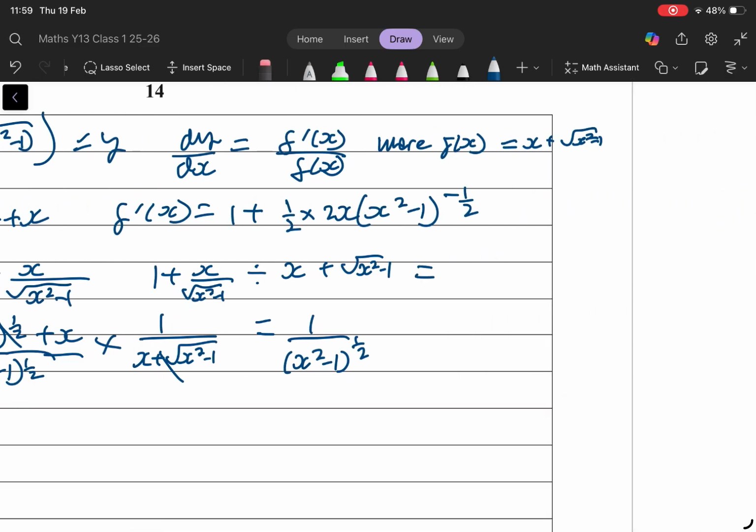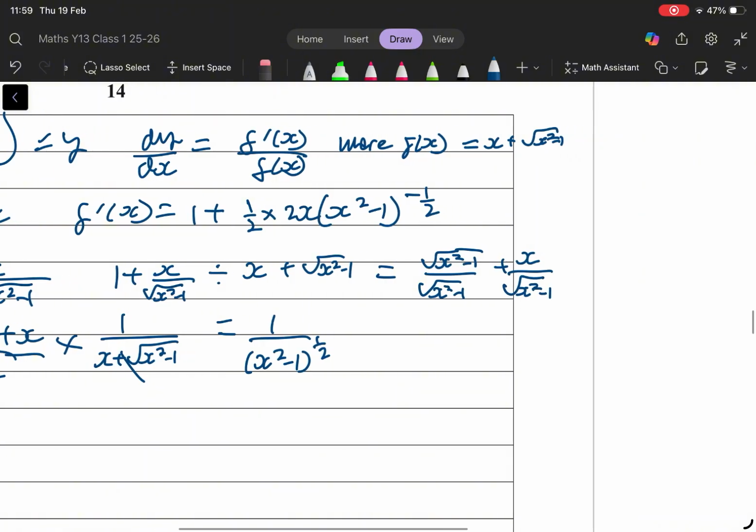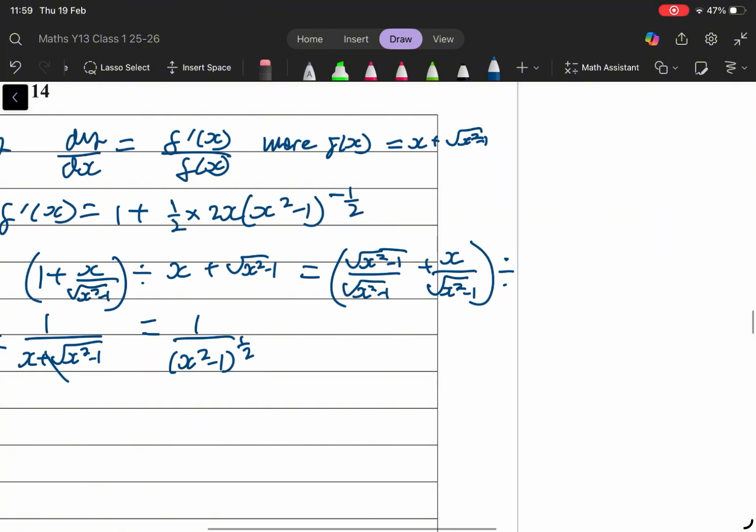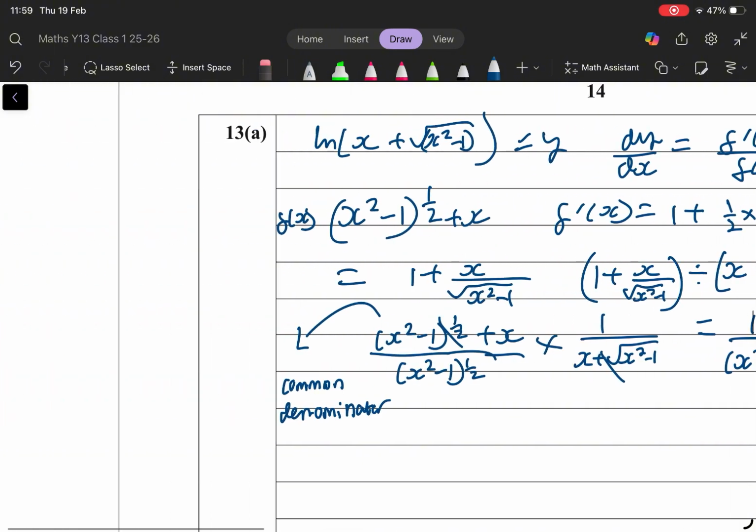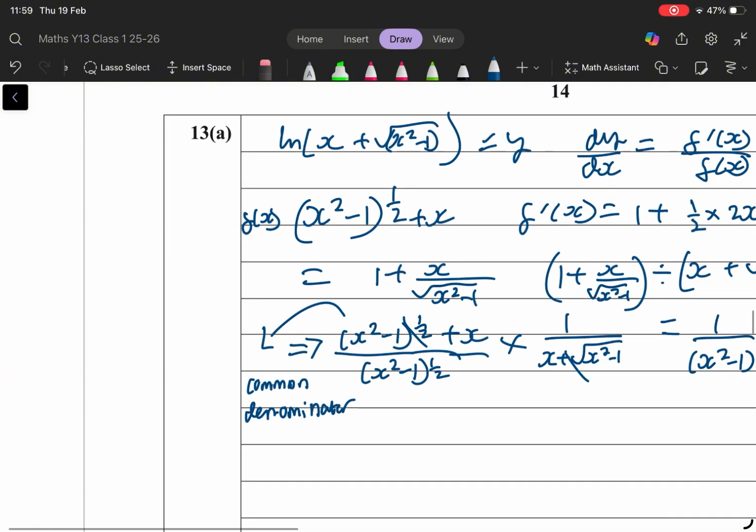Let me actually just write that as root x squared minus 1 over root x squared minus 1 plus x over root x squared minus 1, divided by x plus root x squared minus 1. Yeah. Okay, and then that extra step should show what I've done there. So, yeah.